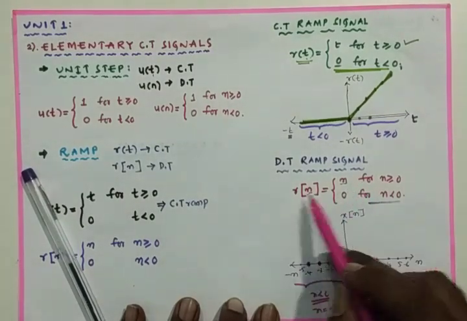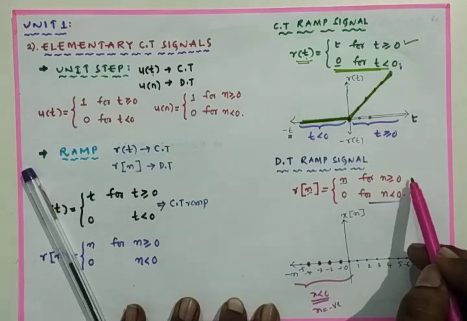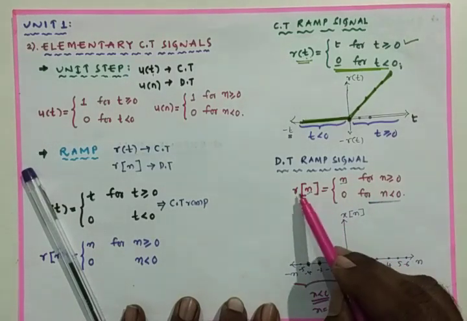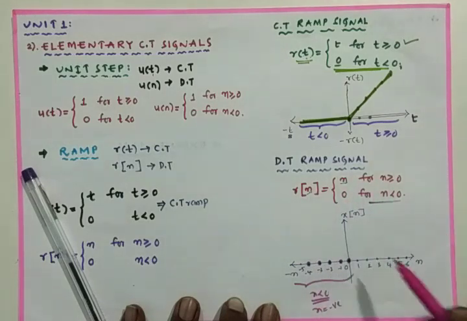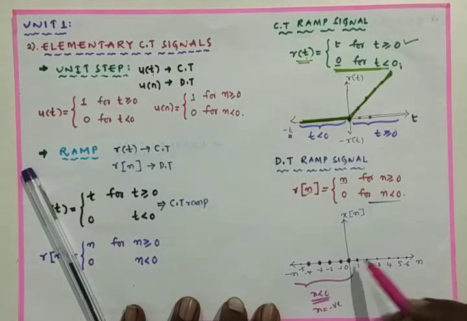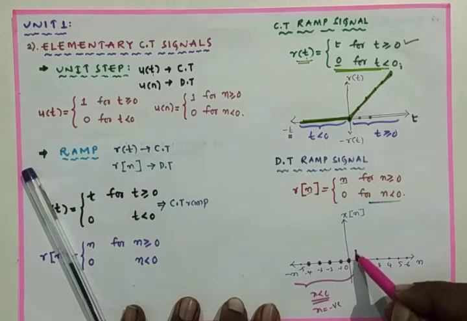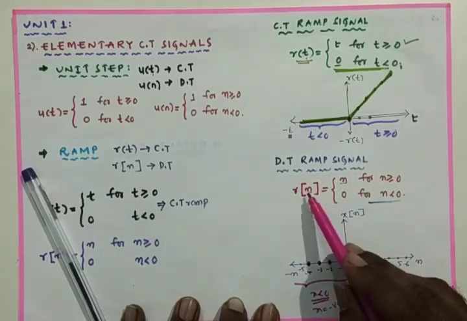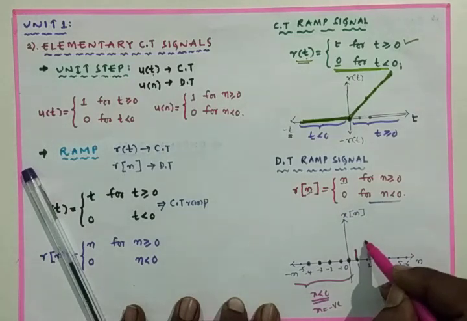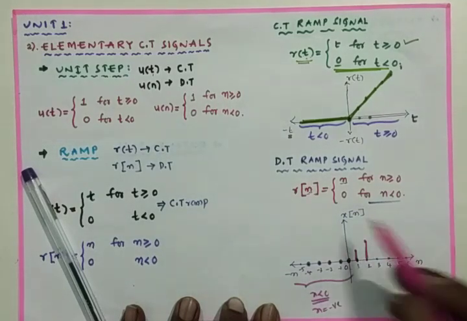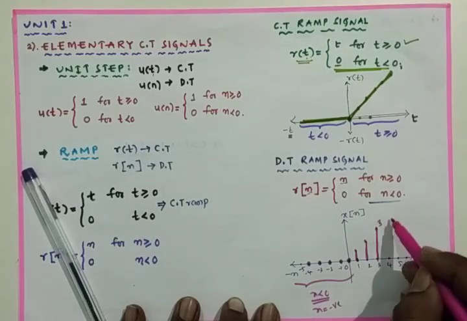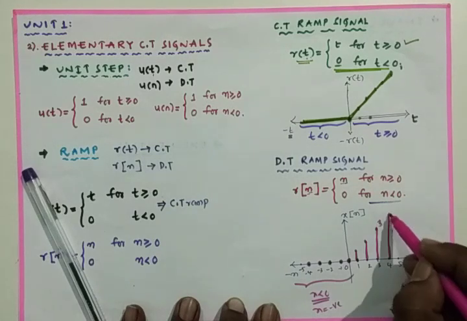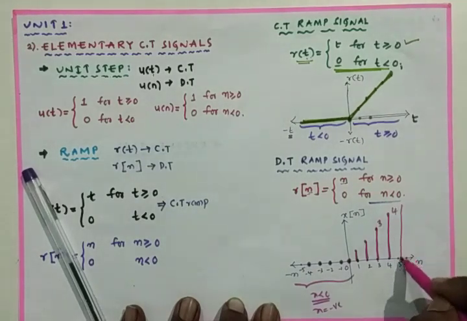And coming to the first case, r of n is equal to n for n greater than or equal to 0. Substitute n is equal to 0. R of 0 is equal to 0. That means at n is equal to 0, the amplitude is also 0. R of 1 is equal to 1. That means at n is equal to 1, the amplitude is also 1. At n is equal to 2, the amplitude is also 2. Then I can go with like this. At n is equal to 3, the amplitude r of n is also 3. N is equal to 4, it is also 4. And n is equal to 5, and it is also 5.